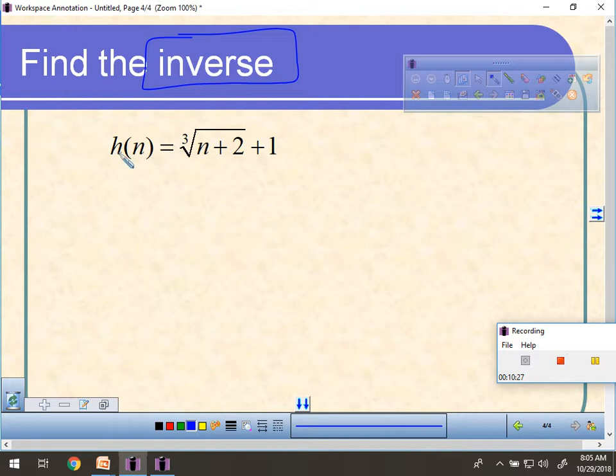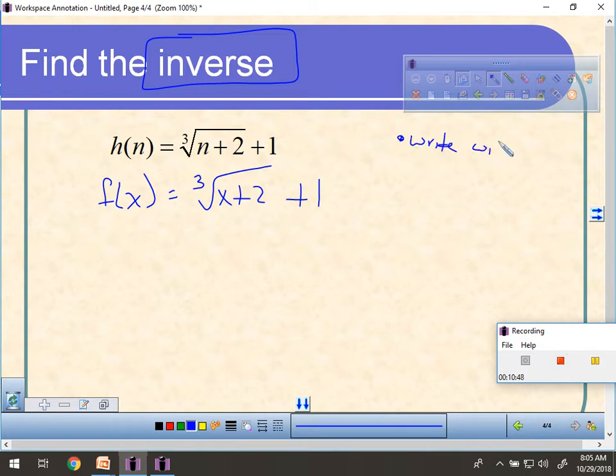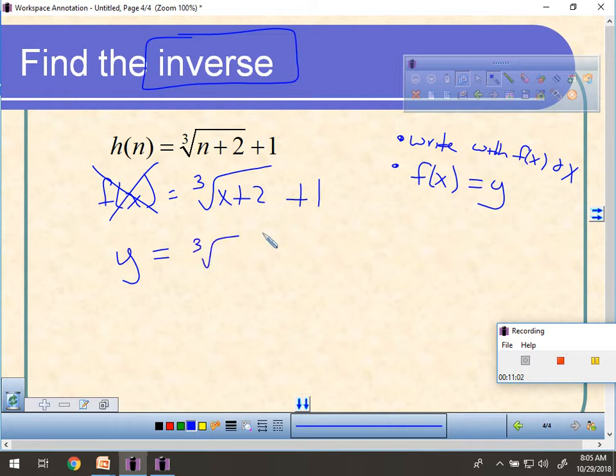First of all, what you do is you rewrite this a little bit better. I'm not going to use h of n and n. To help me out, I'm going to use f of x and x, so that way I can do it better. So I'm going to rewrite this with f of x and x instead of h of n and n. All right, the reason why I want to do that is because now I'm going to change the f of x to y. So this f of x I'm going to cross out, and I'm going to say that's equal to y. So y equals the cube root of x plus 2 plus 1.